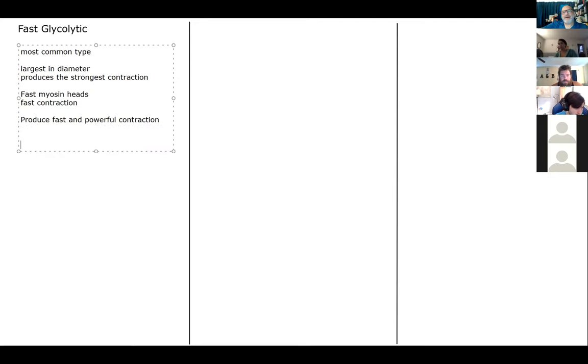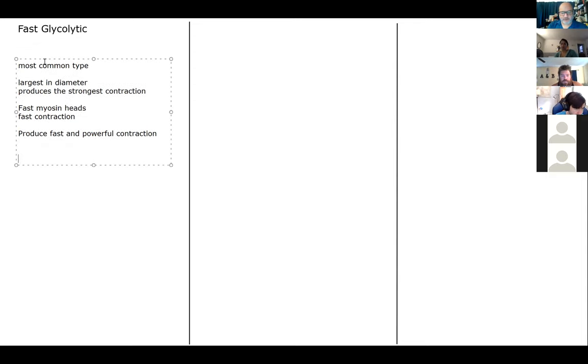However, there's the other half of their name, glycolytic. Being glycolytic means what? Anaerobic respiration. Yeah, exactly. Primarily produces ATP without oxygen. Now, knowing this, do you think that these cells have a large amount of myoglobin or a small amount of myoglobin? Small.